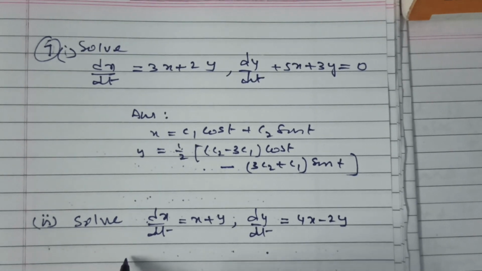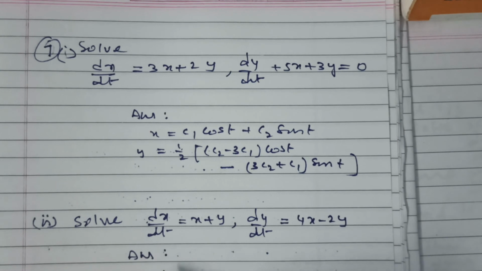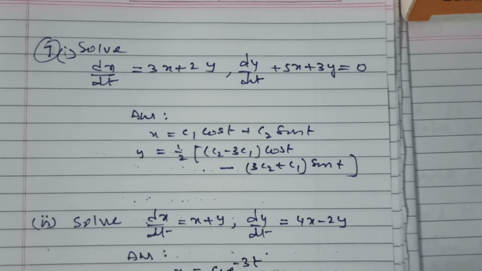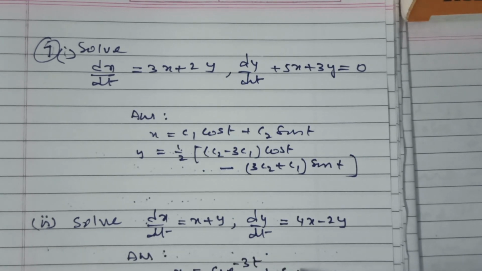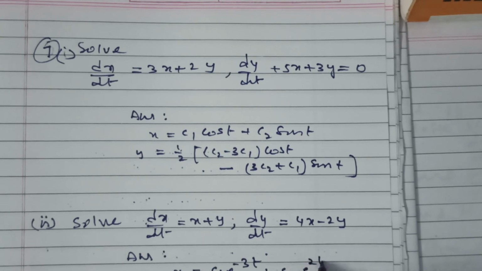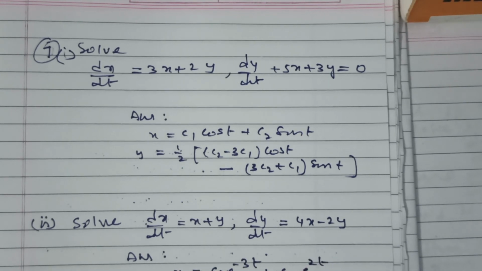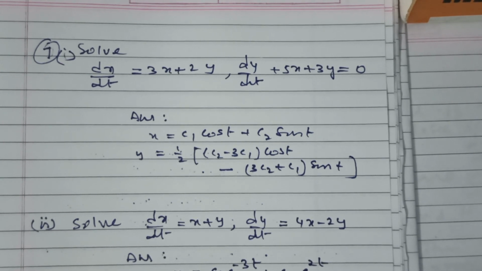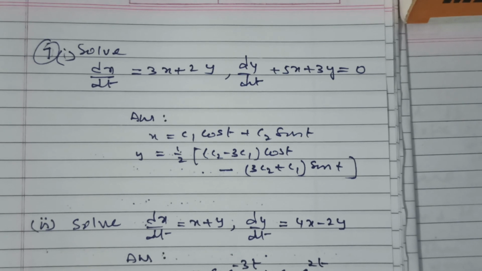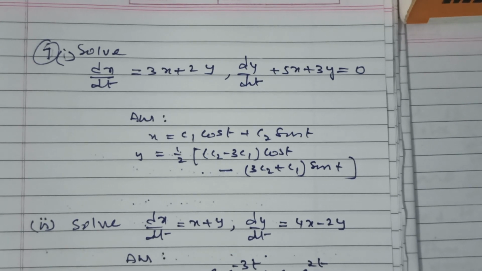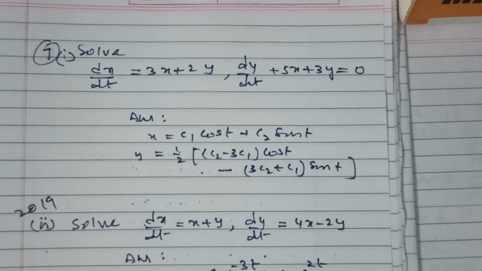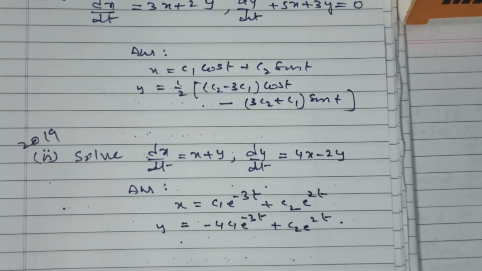and its solution or answer is x = c1 e^(-3t) + c2 e^(2t). Next, y = -4c1 e^(-3t) + c2 e^(2t). This problem was asked in 2019. So solve these two problems carefully.